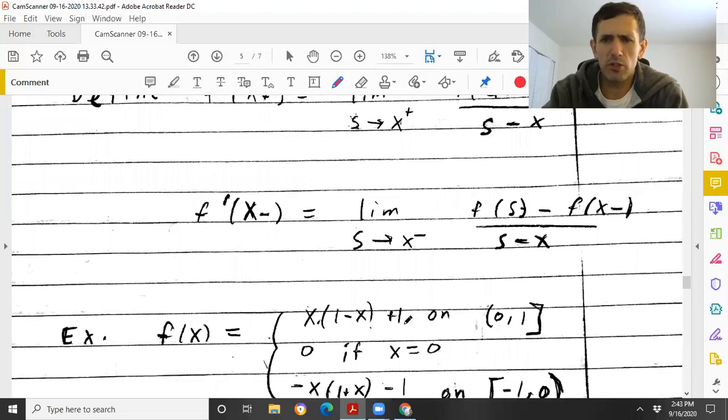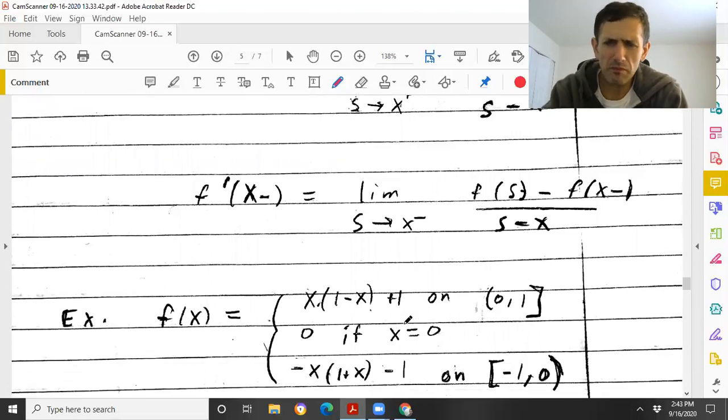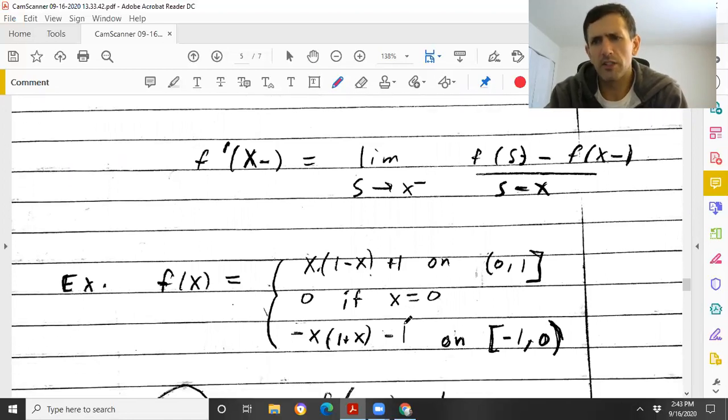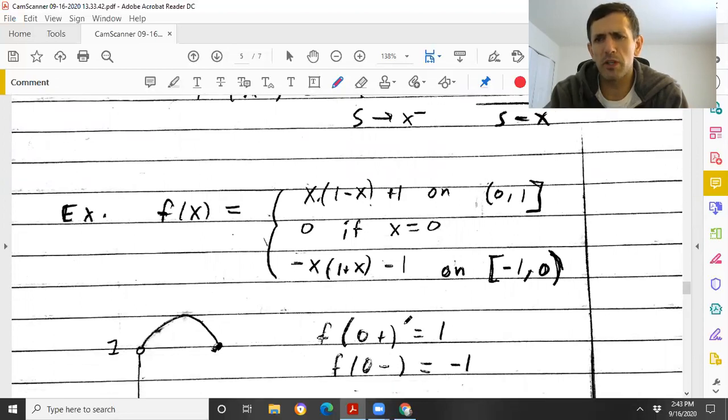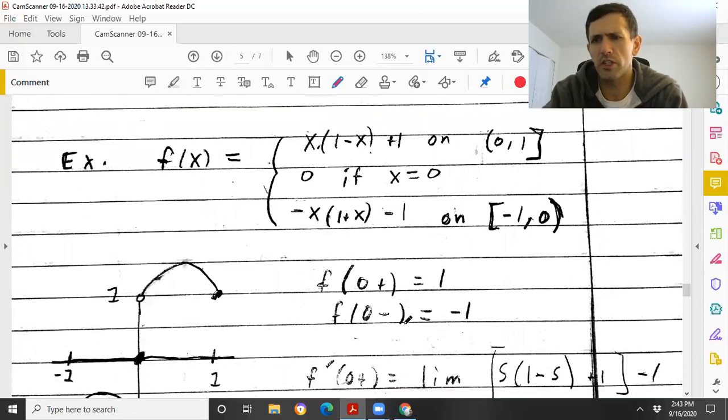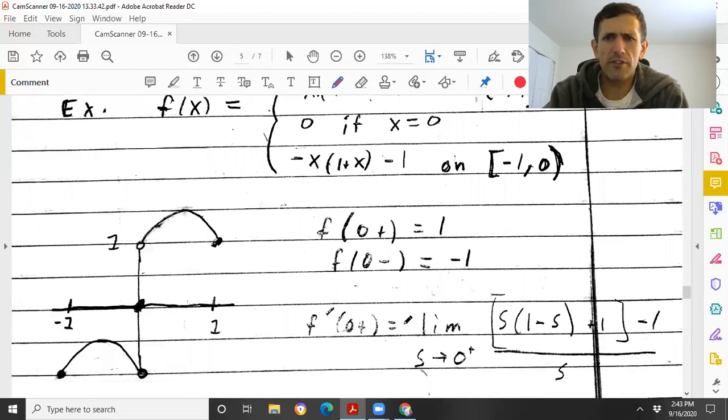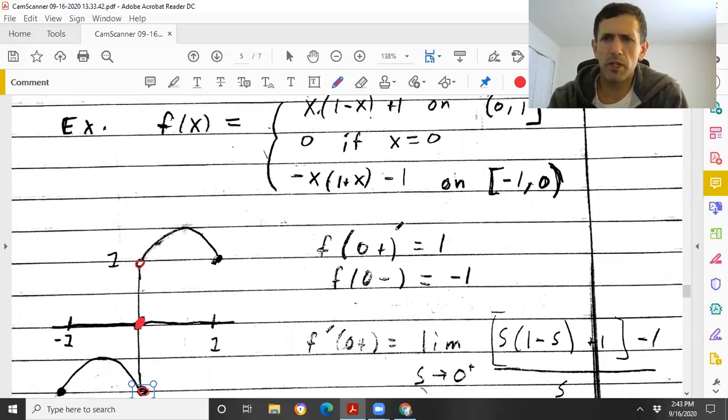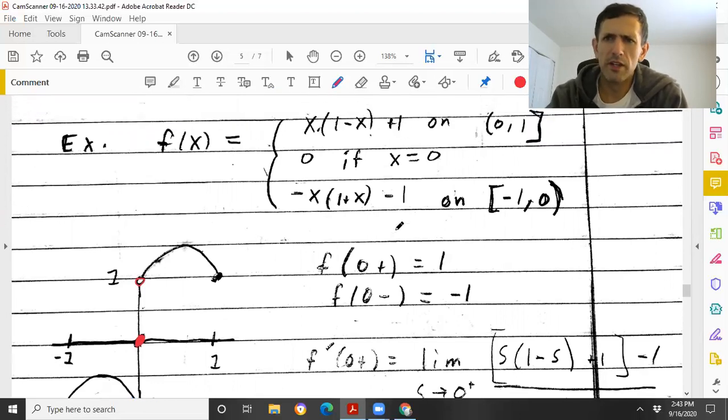So if there's any issues, let's just look at an example. Let's say f(x) is x - 1 for x from 0 to 1, 0 at 0, and x + 1 on minus 1 to 0. You can check fairly trivially that this is the picture, and this should be an open interval. It looks closed, but it is open. And here is f at the point. So trivially, f(0+), the right-hand limit, is 1, and the left-hand limit is -1.